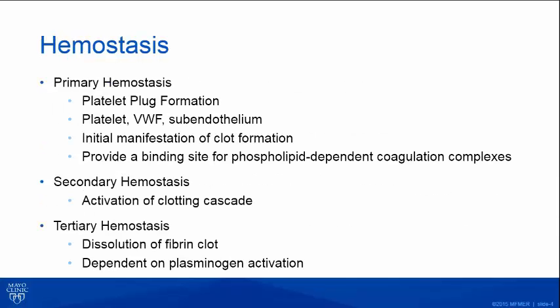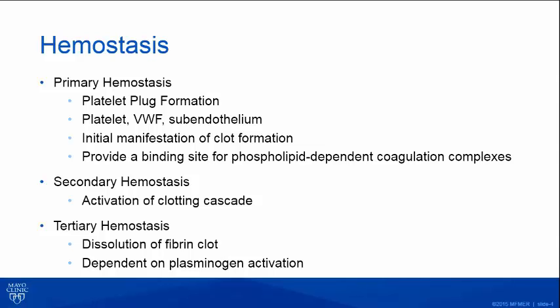So hemostasis is composed of three phases: the primary, secondary, and tertiary. What happens in primary hemostasis is platelet plug formation, which is the end result of the intricate interplay between platelets, Willebrand Factor, and subendothelium. It's an initial manifestation of clot formation. However, this clot is still loose and unstable.